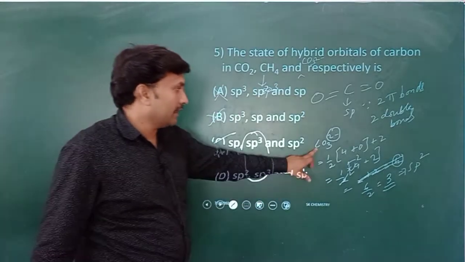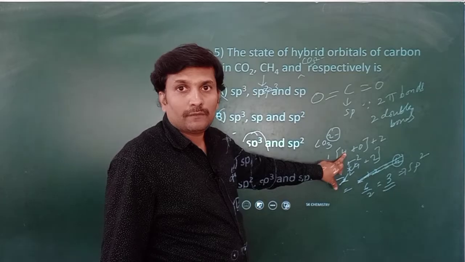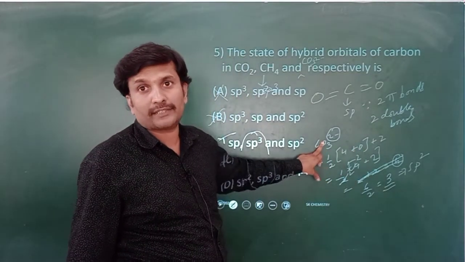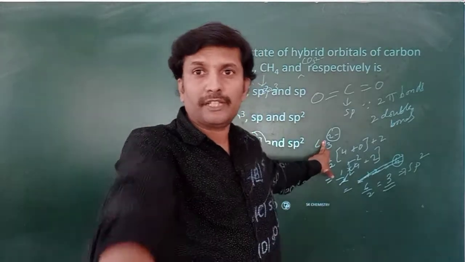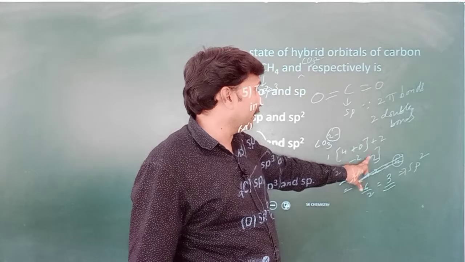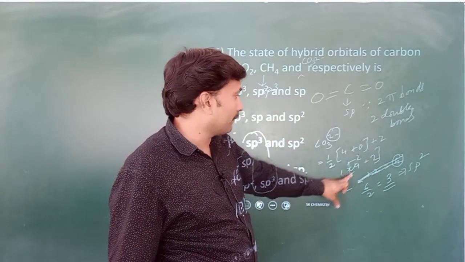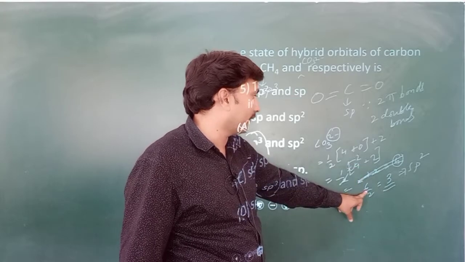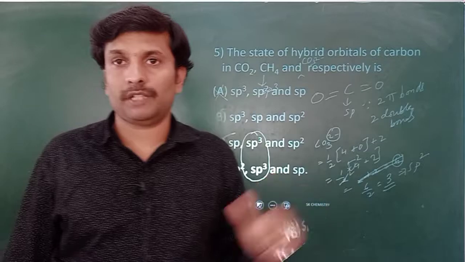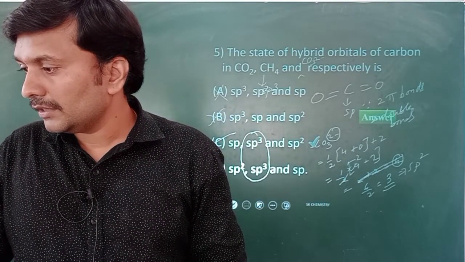I'll repeat it. It's a formula: for carbonate, half into 4, where 4 is the number of valence electrons, plus 0 because there are no monovalent atoms. Monovalent atoms means only the 17th group and hydrogen. So you take it as 0 plus 2. So half into 4 plus 2, that is 6, so 6 by 2 is 3. 3 means sp2. So this is the formula method. Next, what's the answer? C.